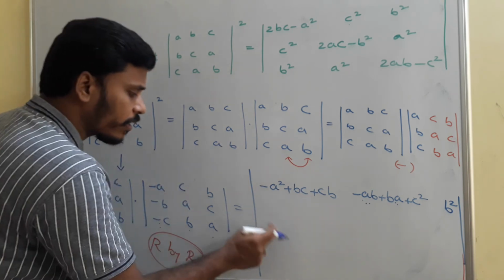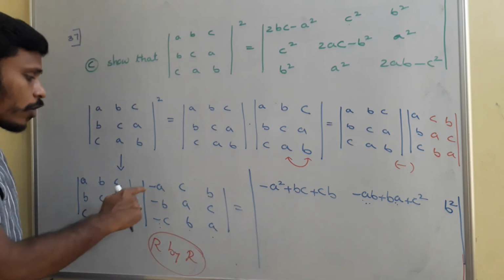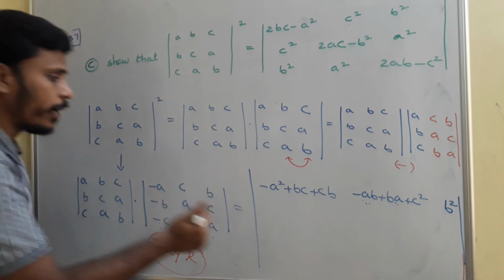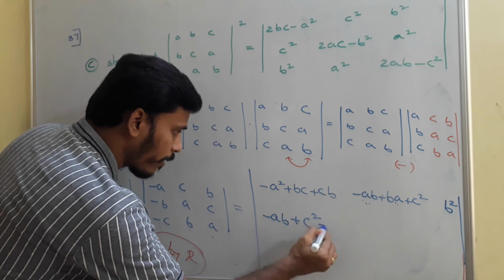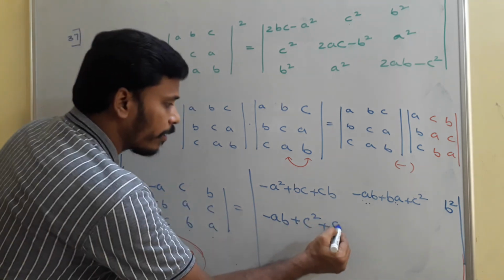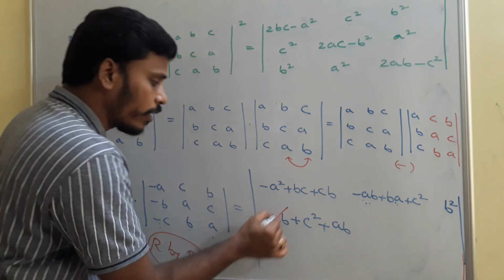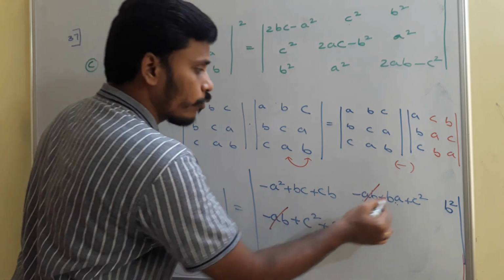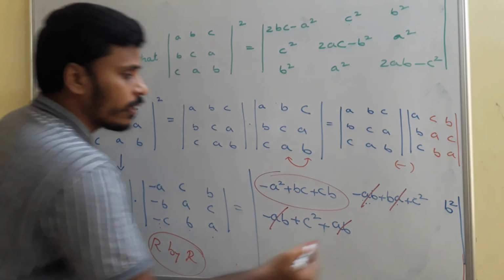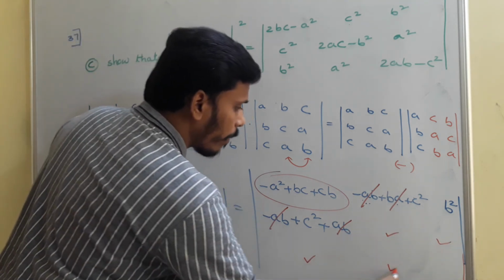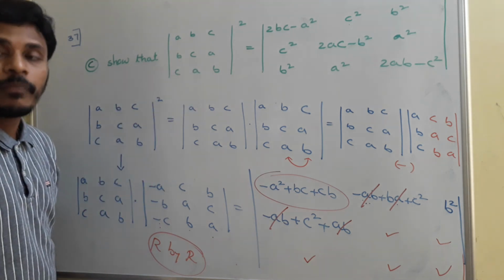Suppose you try the second row, first element. You need to multiply the second row with the first row. So B into A is minus AB, C into C is plus C square, plus A into B is plus AB. Again, if you cancel out that AB, you are left with C square. These two get cancelled, you are left with C square. These two get cancelled, you are left with C square. And here it is directly 2BC minus A square. Similarly, if you write all the remaining by multiplying row by row, you will get all the elements of the required matrix. Just have a look.